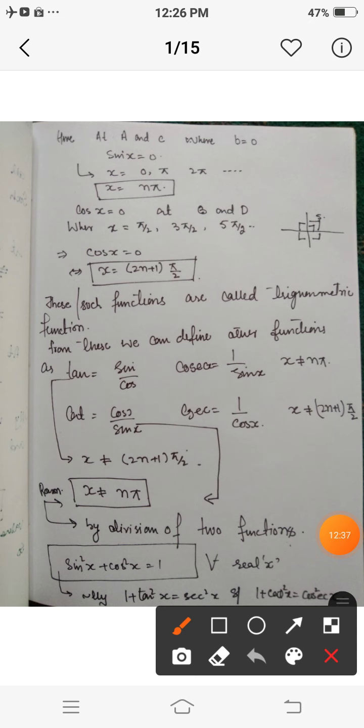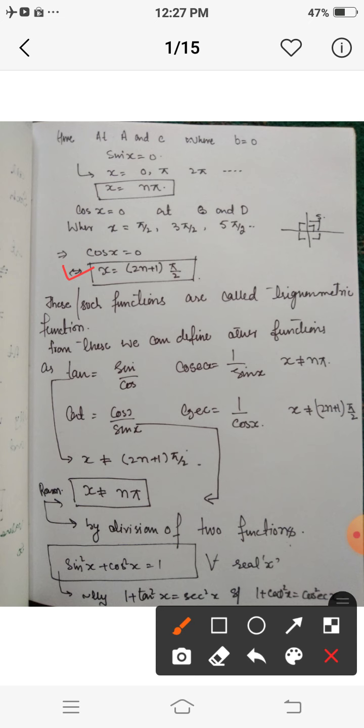Similarly for cos, at the quadrantal angles at B and D, the y coordinate is 1 and minus 1, which implies that cos x equals 0 implies that x equals an odd multiple of pi by 2, meaning pi by 2, 3 pi by 2, 5 pi by 2, 9 pi by 2, and so on and so forth. These functions are simply called the trigonometric functions.